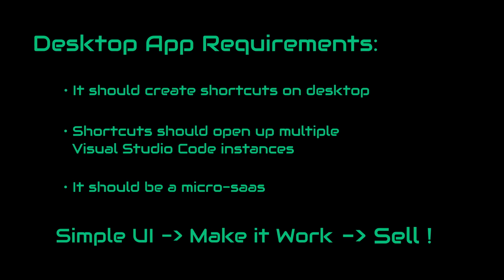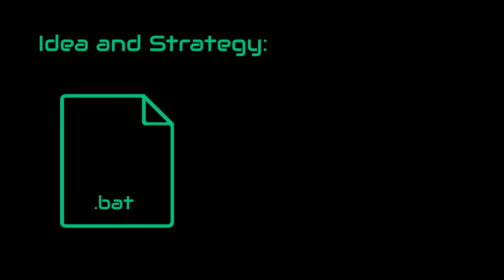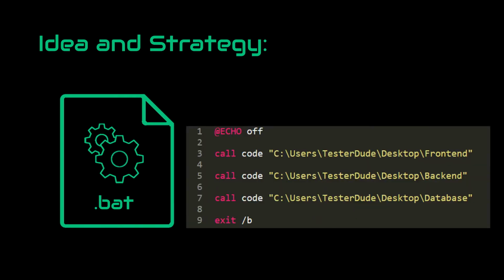Anyway, let's get started. First, we need to look into the idea and our attacking strategy to make it all work. So our program essentially works on a batch file. For those who didn't know, a batch file is similar to shell scripts on Unix-based systems. It enables us to execute commands in Windows in a scripting manner. In our case, those commands would be really simple. They are just concatenated code commands, followed by the directories where our projects lie. As you can see, this is the final batch file structure that we will be using.